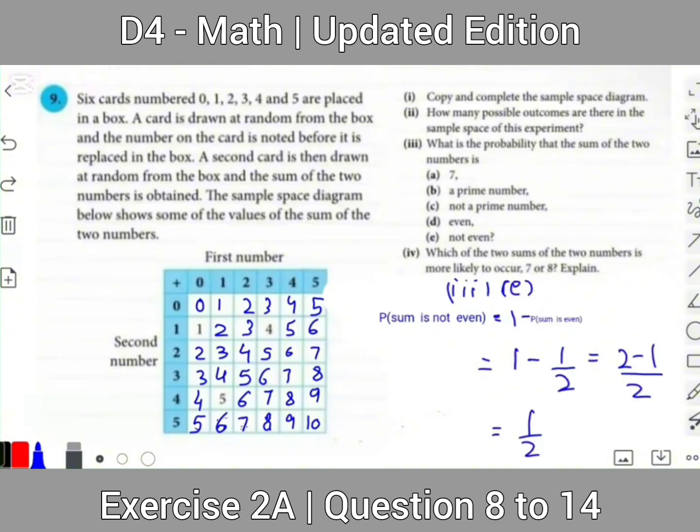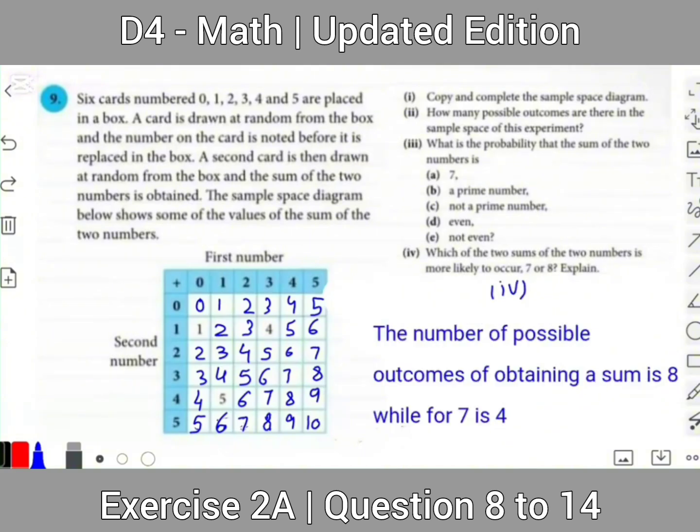In part E, we have to find out the probability that the sum is not even. For this, we just have to subtract the probability that the sum is even from 1, and we will get the probability that the sum is not even. From part D, we found the probability that the sum is even, and that was 1 over 2. So 1 minus 1 over 2 is equal to 2 minus 1 over 2, and this will be equal to 1 over 2. So the probability that the sum is not even will be equal to 1 over 2.